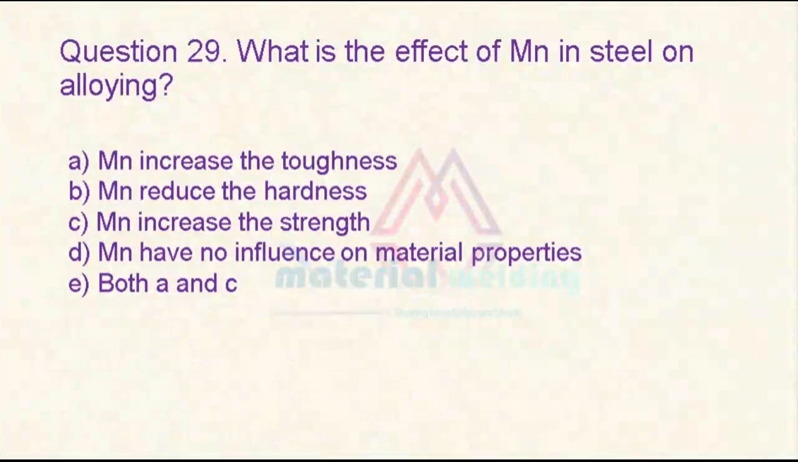Question 29. What is the effect of manganese in steel on alloying? A. Manganese increases the toughness. B. Manganese reduces the hardness. C. Manganese increases the strength. D. Manganese has no influence on material properties. E. Both A and C.